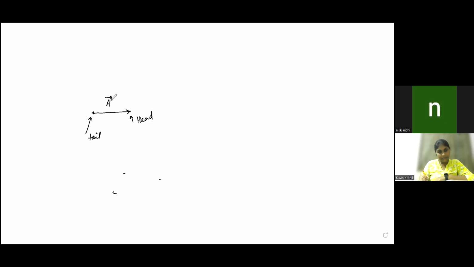It could also be like this. This point is A, this point is B. It can also be written as vector AB. Like this also, it's okay. Got it? Basics.